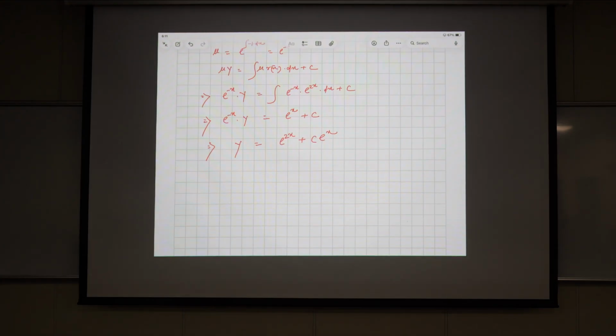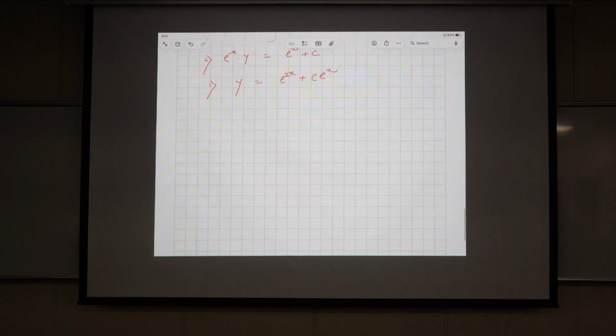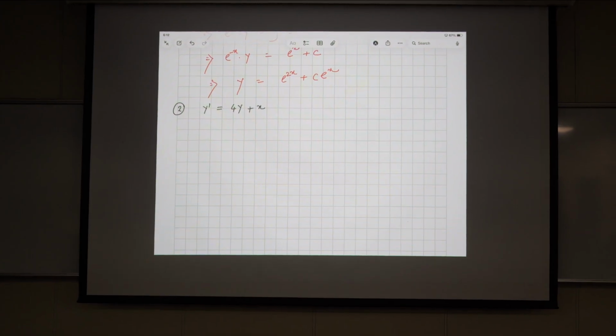Okay. Let's try one more. Maybe a simple one, but a little bit tricky. y' + 4y also. y' is equal to 4y plus x.